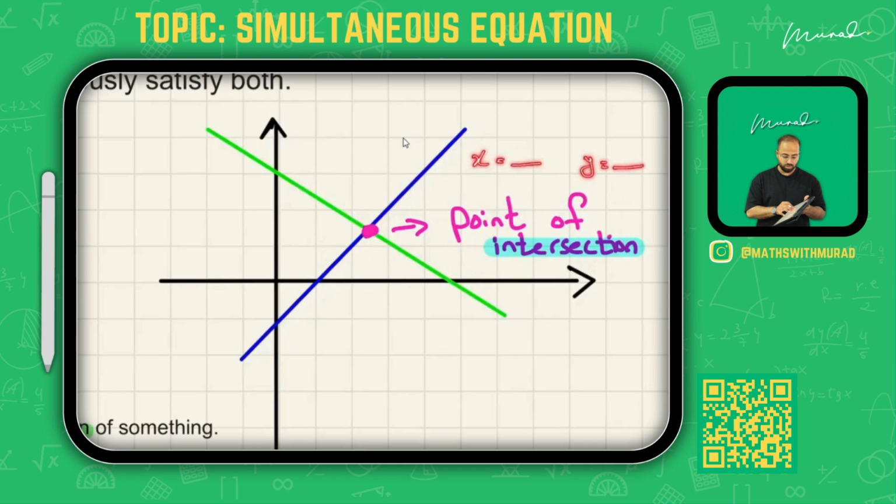We are talking about linear equations, right? So basically, what are these values? These values are the point of intersection. These two lines are intersecting at this particular point. Okay, this is going to be your x and this is going to be your y.